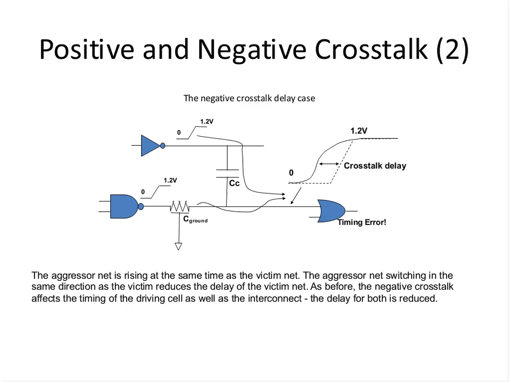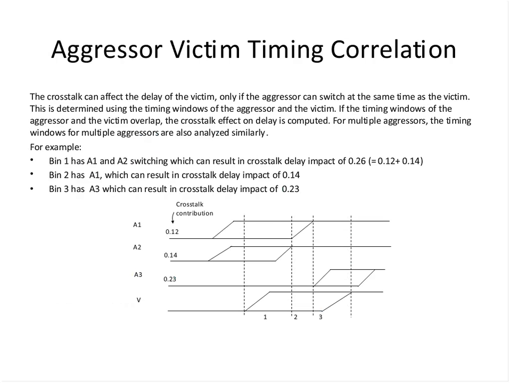Negative crosstalk: whenever the switching is in the same direction, compared to the ideal dotted waveform, it makes the switching a bit earlier. This is called negative crosstalk delay. Why? Because it is making the delay less. So crosstalk can either increase the delay or reduce the delay.